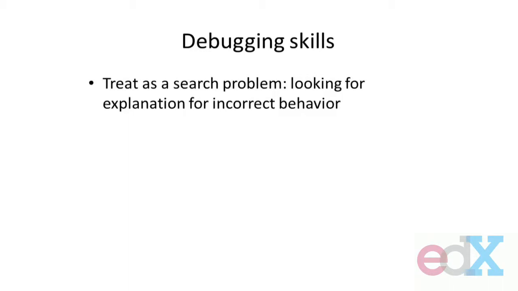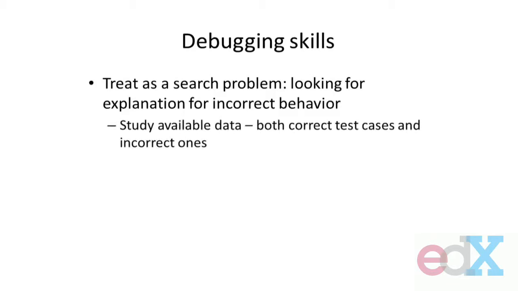So, just like a good scientist, how should you do this? Well, first, study the available data. Look at both the correct test cases and the incorrect ones. Looking at those will help us figure out what might be an explanation. How can I form a hypothesis that's consistent with the data, that would say it should work on these cases, but would explain why it might be failing on the cases where it fails?